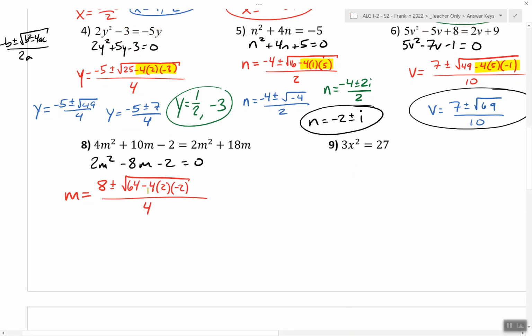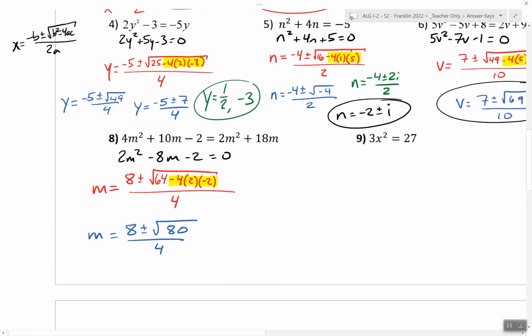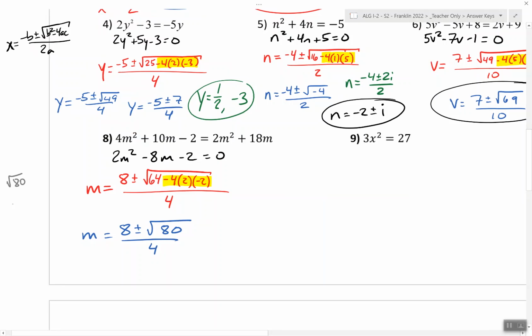Let's consider the inside. Negative 4 times 2 times negative 2 is positive 16. So now we can do that. m equals 8 plus or minus the square root of 64 plus 16, which is 80, all over 4. Now we can simplify the square root of 80. Let's just check that out over here. So the square root of 80, now that is 16 times 5. And the square root of 16 is 4. So this is 4 square root 5.